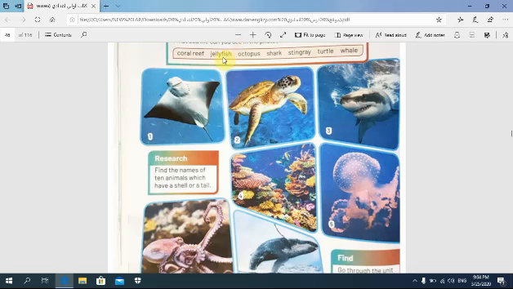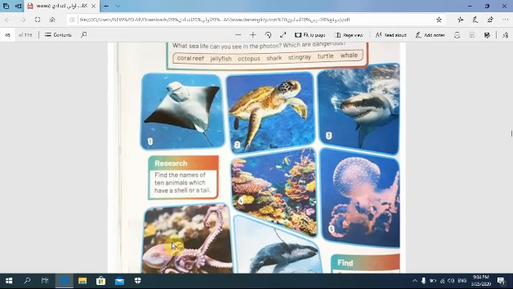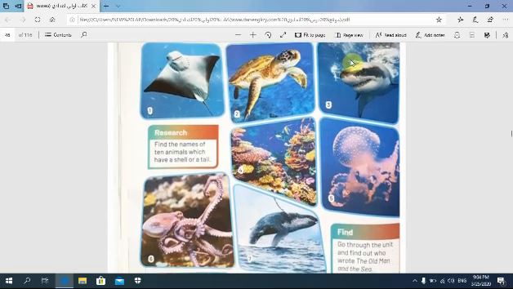The second word is the jellyfish, which we can see in picture 5. Then we have the octopus in picture 6. Then we have the shark in 3, stingray in 1 that has this sharp tail. Then we have the turtle as in picture 2. Then we have the whale as in picture 7.